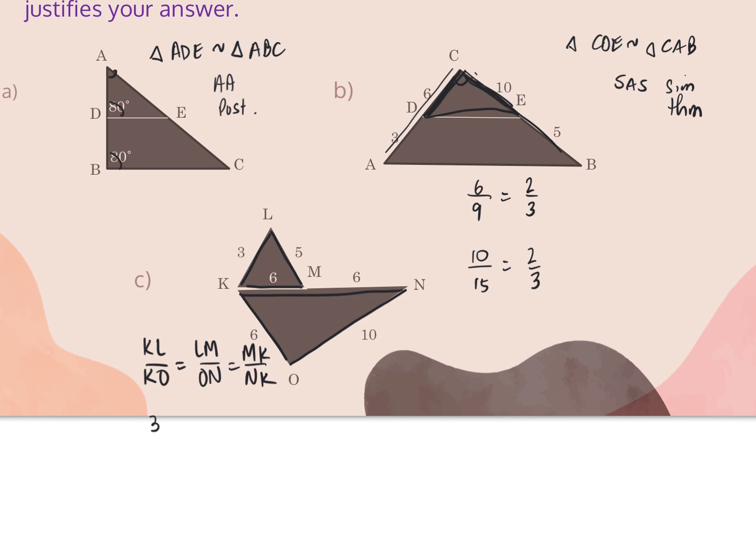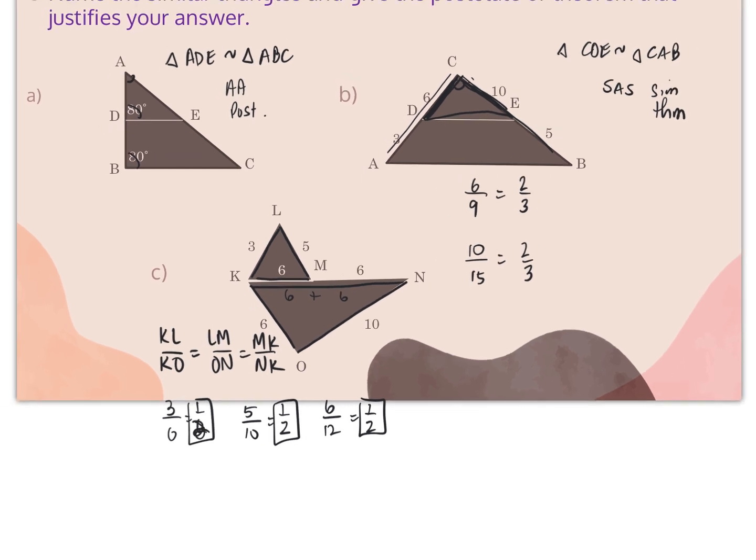So if those three sides have the same proportion, then I know that my triangles are similar. So KL is 3 and KO is 6, which is 1/2. Well, that looks good, right? Then I go to LM, that's 5. I go to ON, that's 10, and notice that's also 1/2. So far, so good. Then I go to MK, which is 6, and NK, which is 6 plus 6, is 12. And that's also 1/2. And I realize, yeah, all three sides have the same ratio of 1/2. And so, yes, my triangles are similar using the SSS similarity theorem.